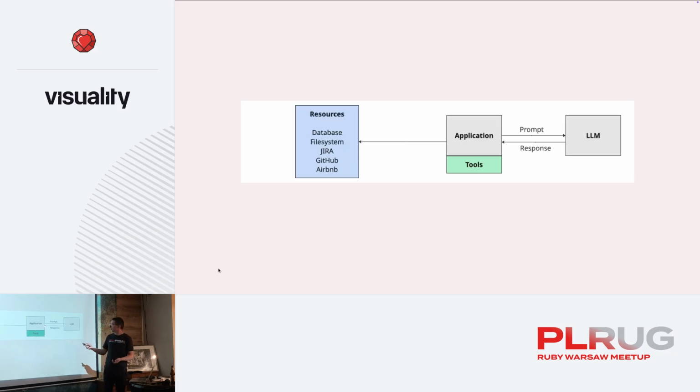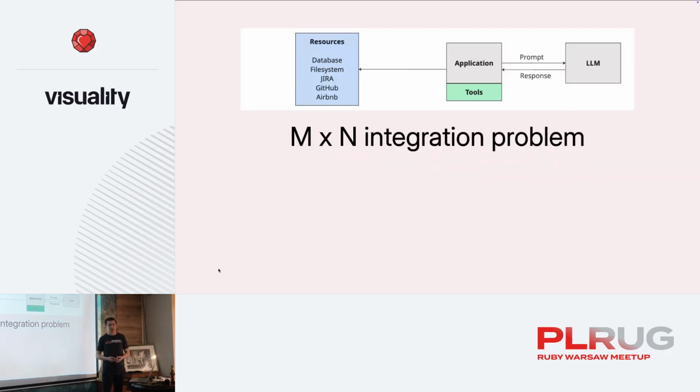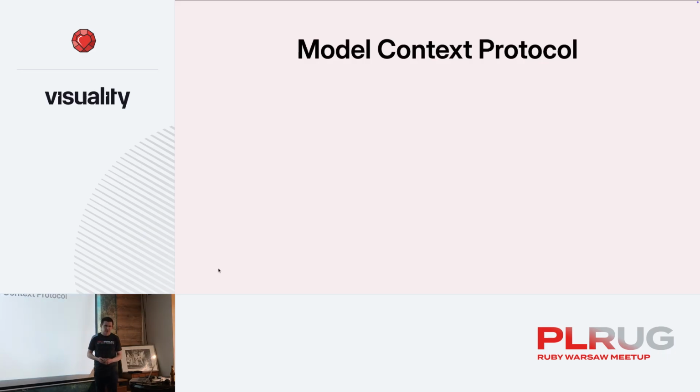Also, when I want to have different applications using different resources, what I come up with is an M times N integration problem. It's self-explanatory. M times N is a much bigger number than M plus N. So if you have M models and N resources, it's actually a lot of work to connect those two in this application. Here comes MCP.